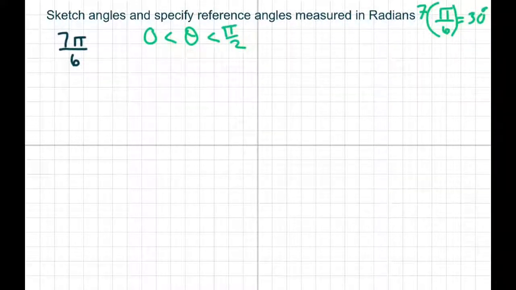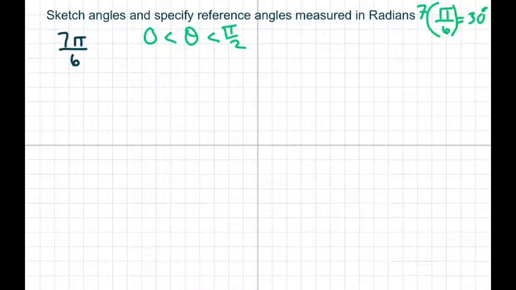The reason for reference angles is because if you know the values in quadrant 1, and you know the reference angles there, then you can just change the signs when you go to quadrant 2, 3, and 4. But anyway, let's draw this.